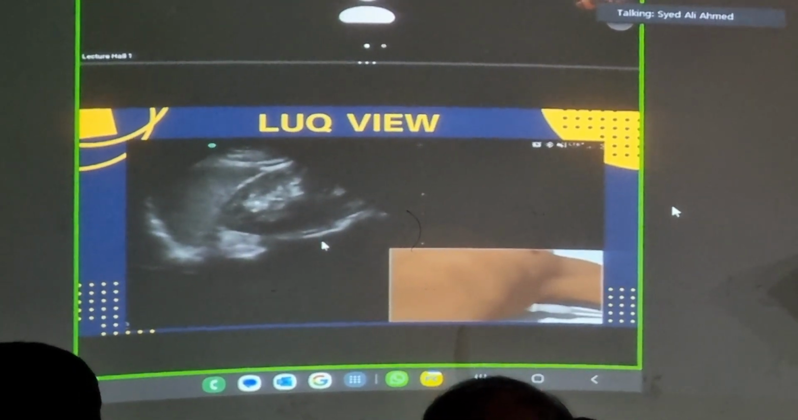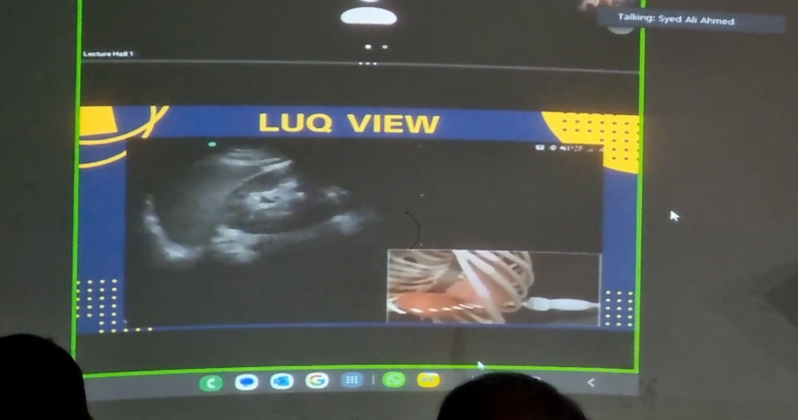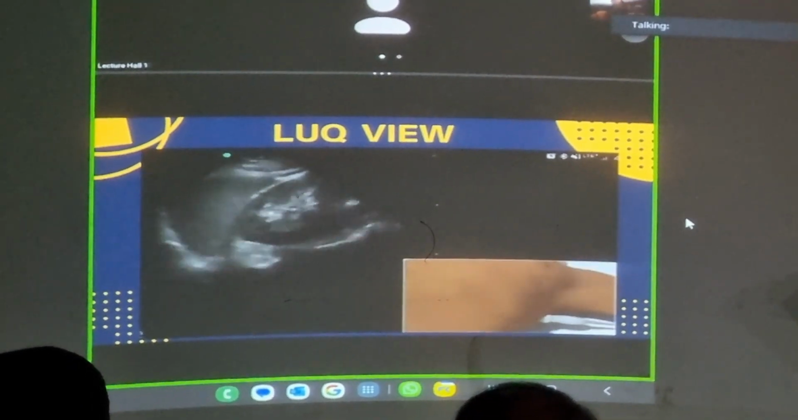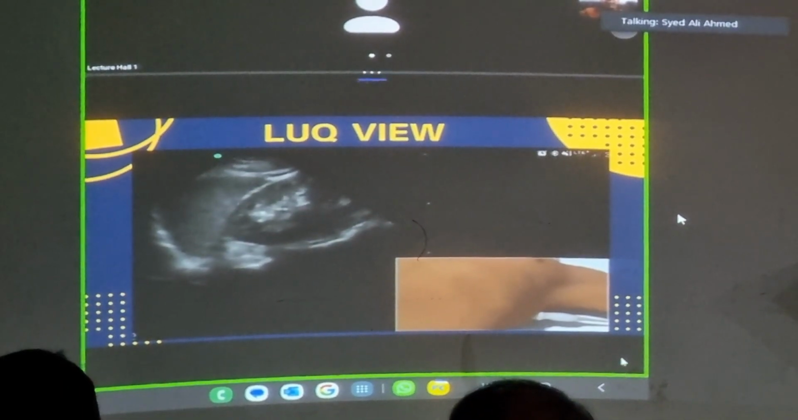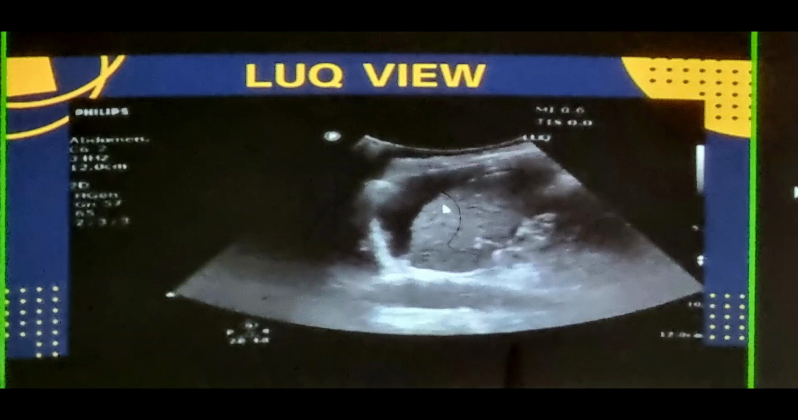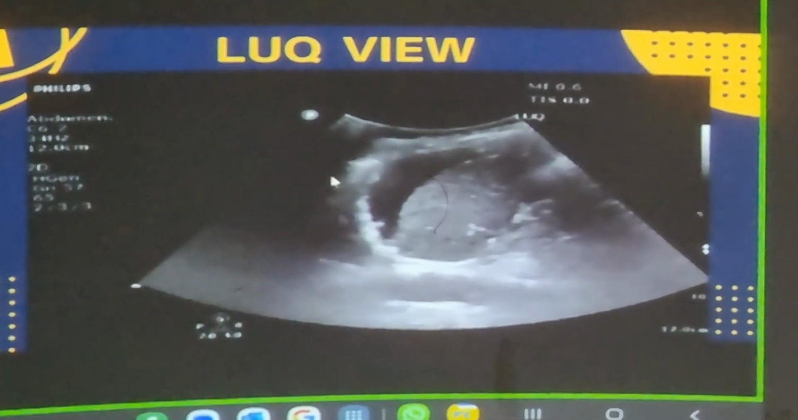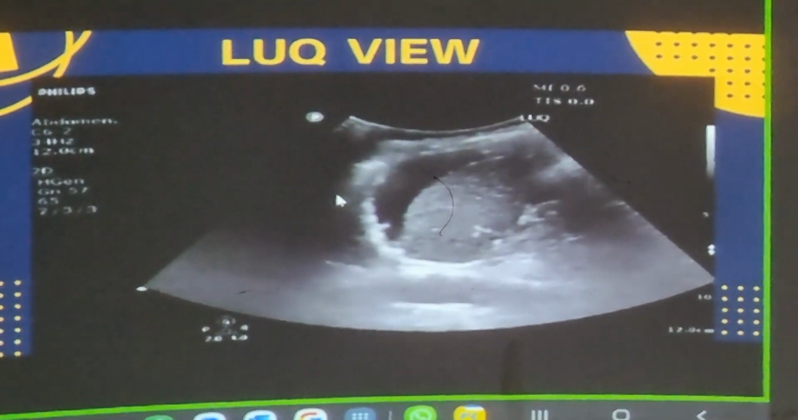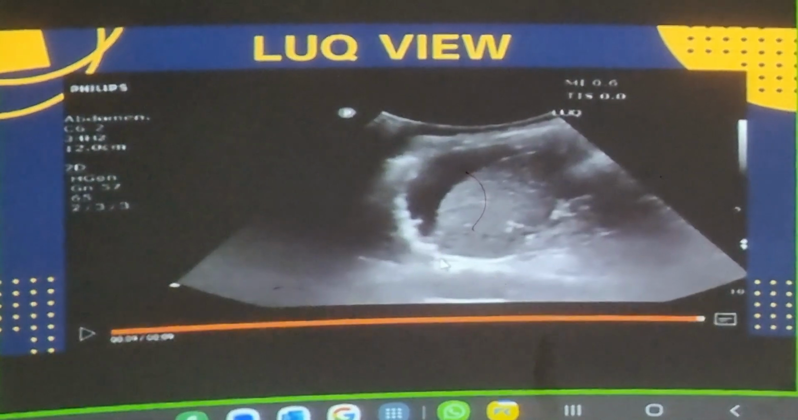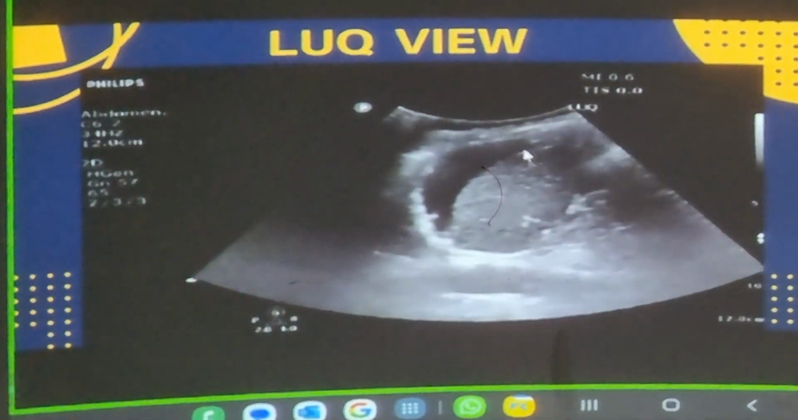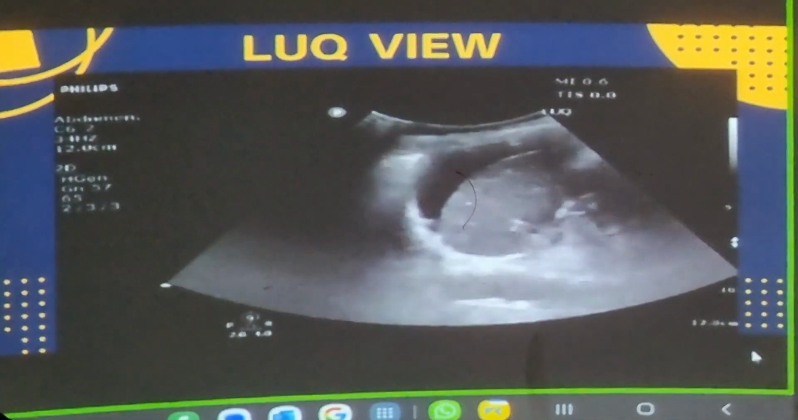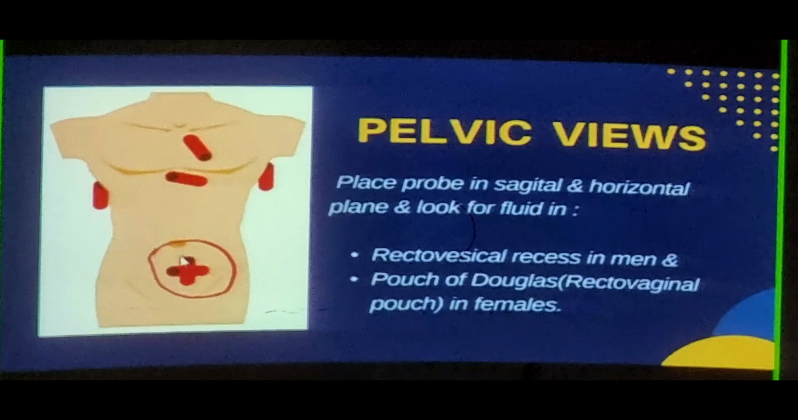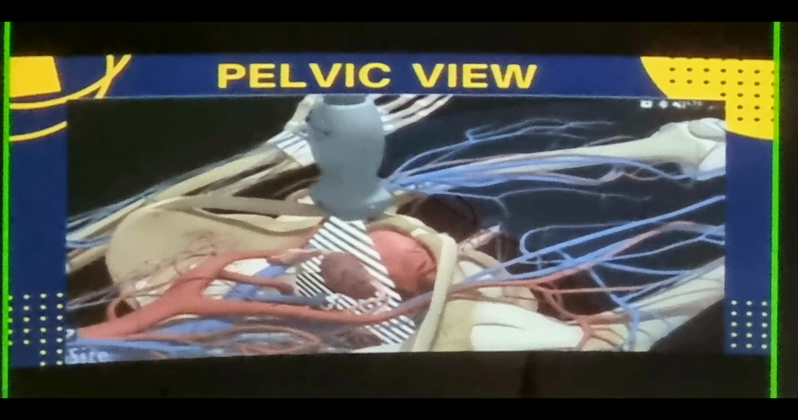Posterior, these are the potential spaces that we must recognize and see. Okay? I'm sure it is very clear by now. Let's move on to the next one. Okay? And there is no fluid in the left quadrant. So that's the importance of going above the screen as well.